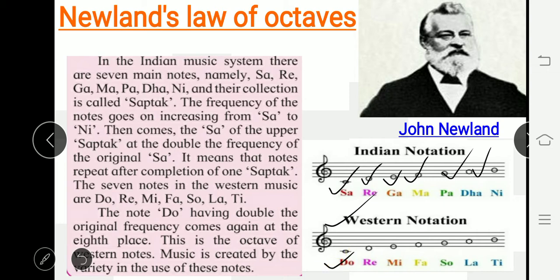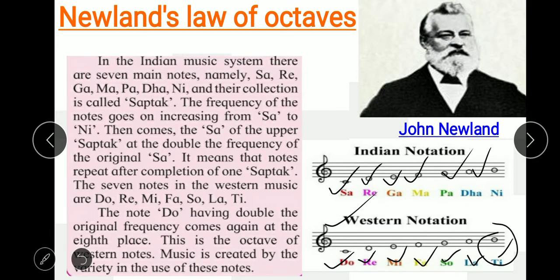When you start with do and continue increasing the frequency, you will hear re, mi, fa, so, la, ti. As you keep on increasing frequency, you will hear do, re, mi, fa, so, la, ti in order. And when you increase further after ti, what happens, students? The same do will be repeated, the same sound do.